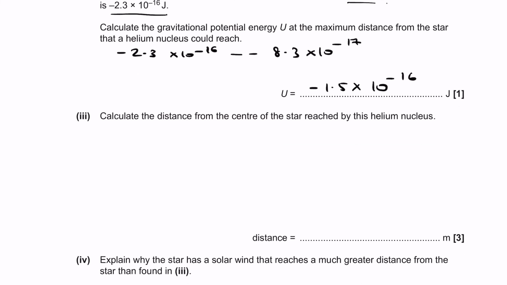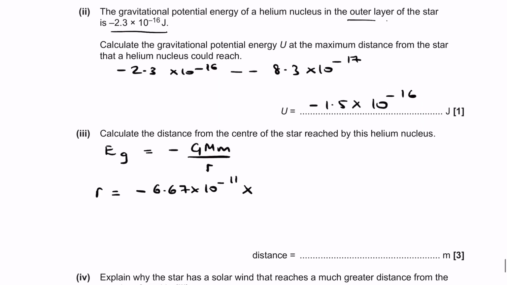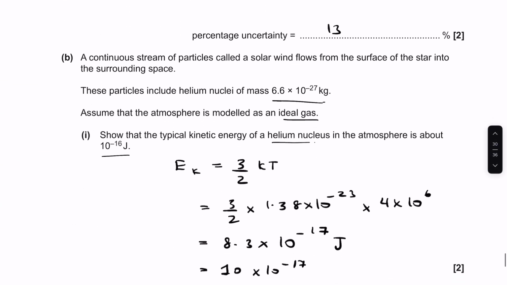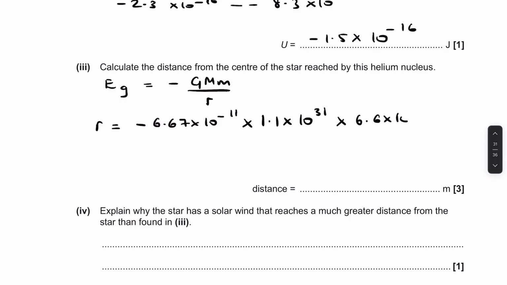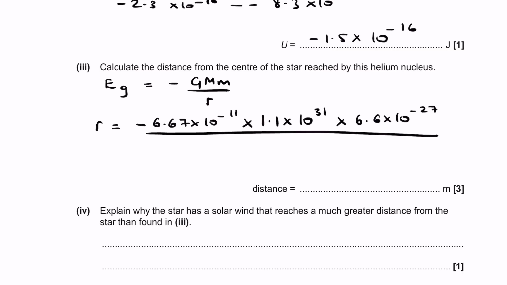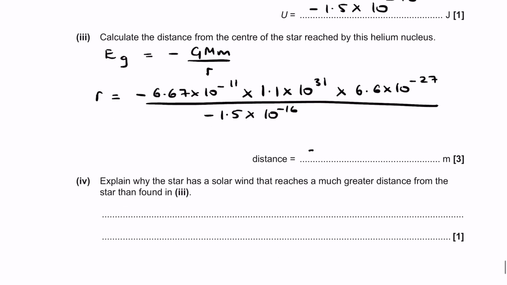Calculate the distance from the center of the star reached by this helium nucleus. So we know the potential energy, Eg, is given by minus GMm over r, and therefore r is equal to minus 6.67 times 10 to the minus 11 times by the mass of the star, which we need to go back to, 1.1 times 10 to the 31, and times by the mass of the helium, which is 6.6 times 10 to the minus 27, over the potential energy that we just worked out, which is minus 1.5 times 10 to the minus 16 joules, and that gives me a distance of 3.2 times 10 to the 10 meters.